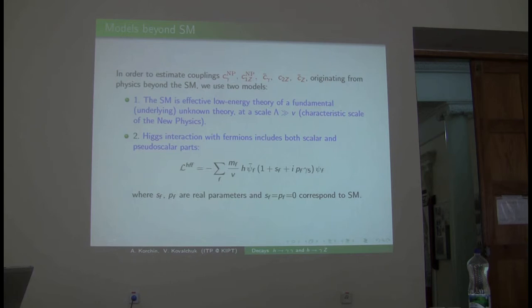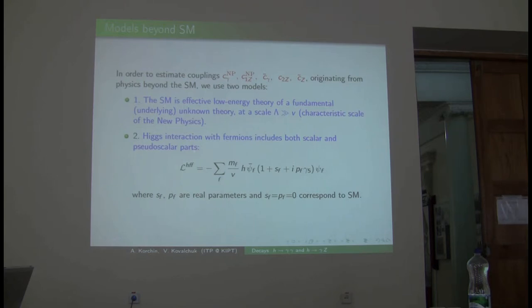So now, what can we say about physics models beyond the standard model? There are plenty of models, and it's a matter of taste to choose any of these models. So we just limit ourselves to a general approach, in which the standard model is an effective low-energy theory of some fundamental or underlying unknown theory at some scale, which is much larger than v, where lambda is the characteristic scale of new physics. So it can be of the order of TeV, for example.